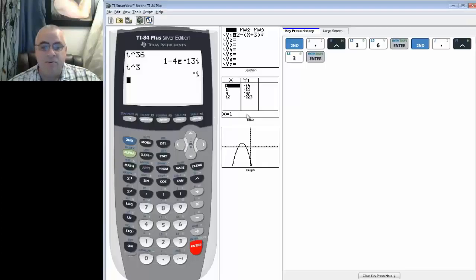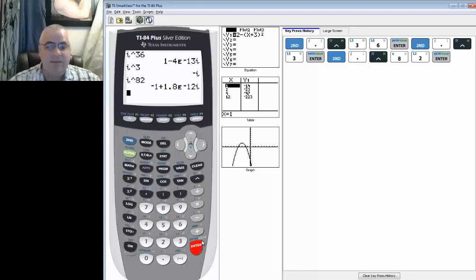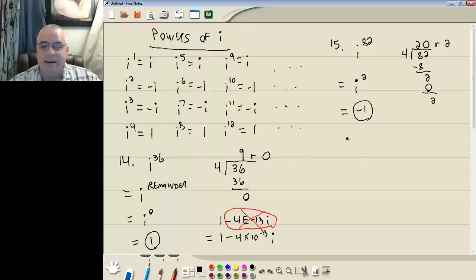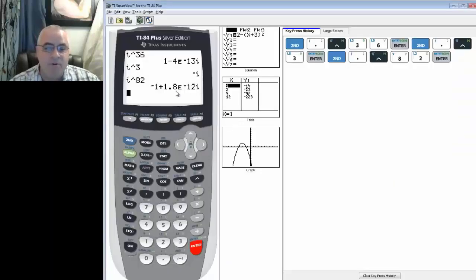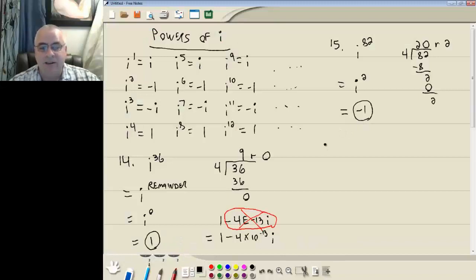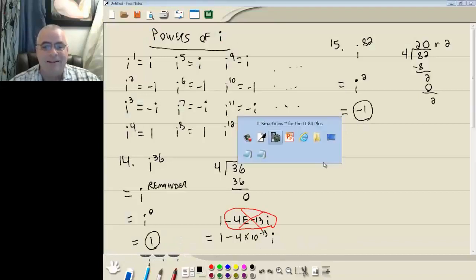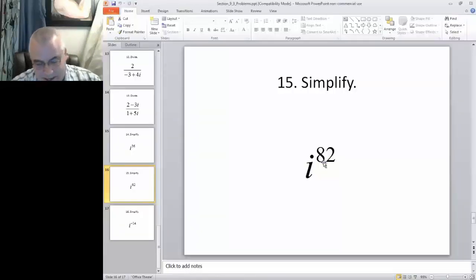But i to the 82. Second decimal, caret 82. You see, we see it again. Now again, the answer to this, we ignore that part with the E in there, so the answer would just be this negative 1. So you can do them on the calculator, but they don't work quite as nice as we'd like.